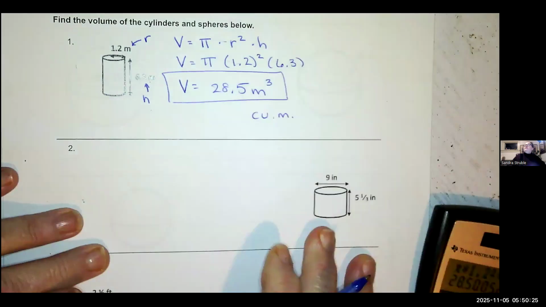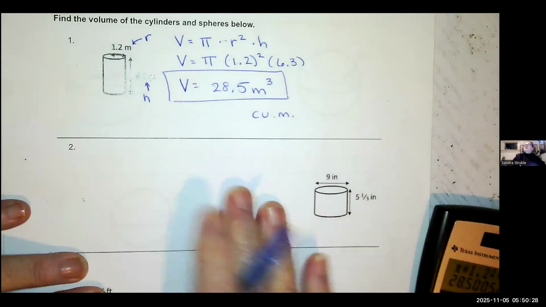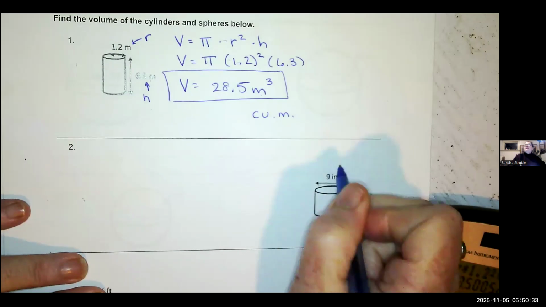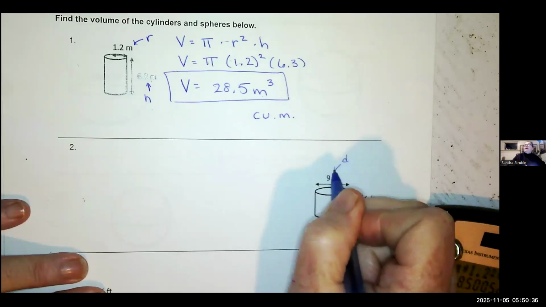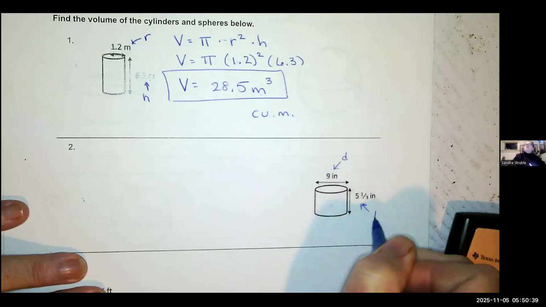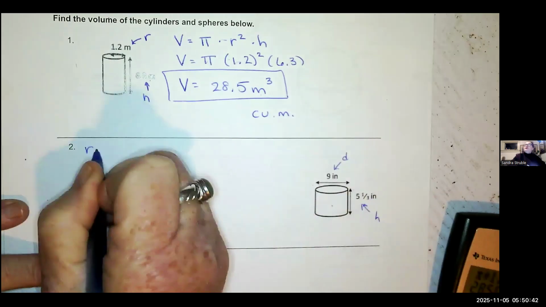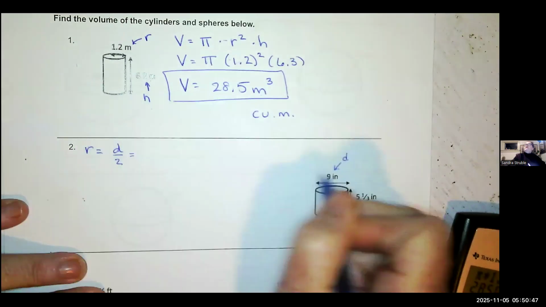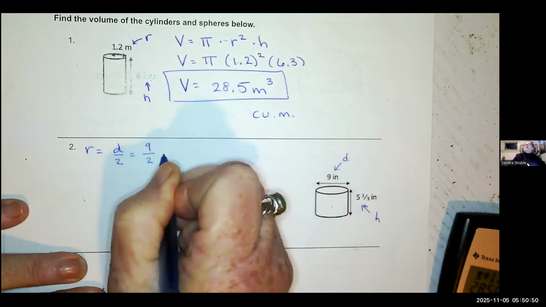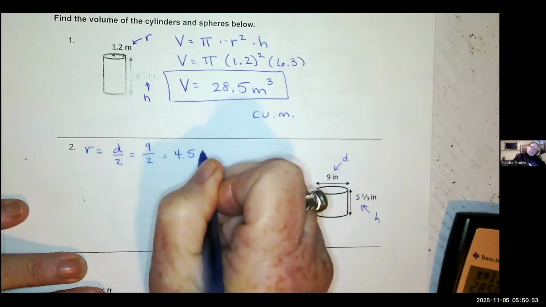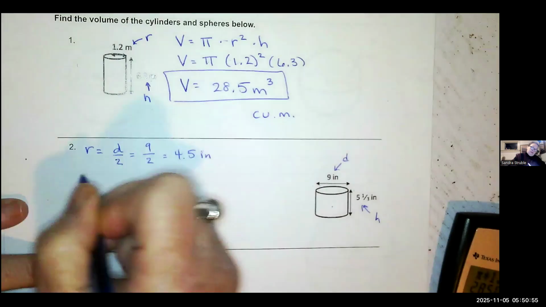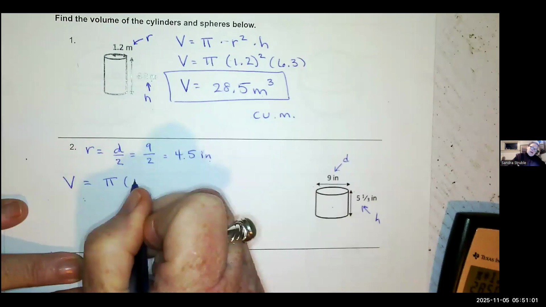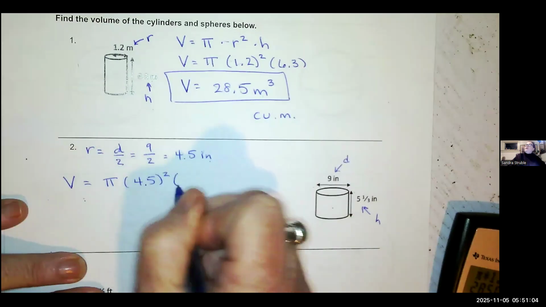For the next one, we are given the diameter of the cylinder as well as the height. So this is the diameter, not the radius, which is what we need, but we do have the height. To find the radius, remember it's the diameter divided by 2. Our diameter is 9. Divide that by 2 is 4.5, and our unit is inches. Now we can find the volume. The volume is pi times the radius squared times the height. Now this is 5 1/3.